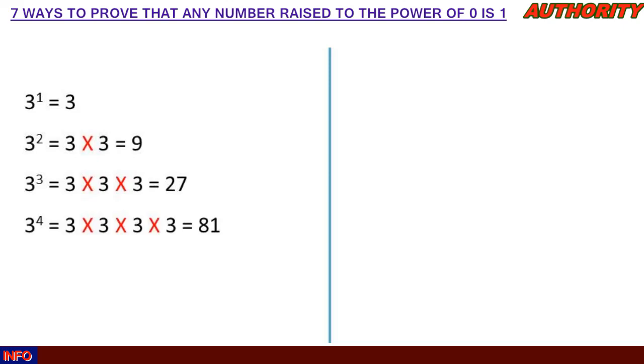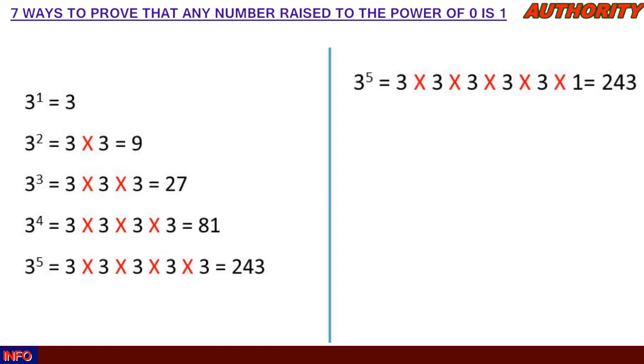Now, 3 raised to power 4. We have 3 times 3 times 3 times 3, which is equal to 81. And then 3 raised to power 5. We have 3 times 3 times 3 times 3 times 3, which is equal to 243. Okay? Yes. Now, let's write this again. You know, this thing we just wrote is the same thing as saying 3 raised to power 5. It's still the same thing as saying 3 times 3 times 3 times 3 times 3 times 1. It's going to give you what? The same 243. Is that true?